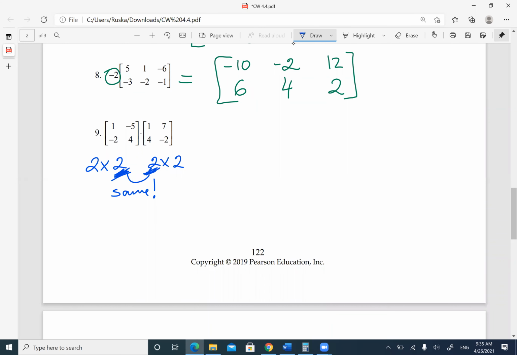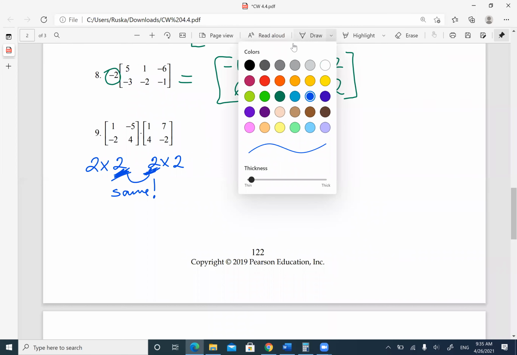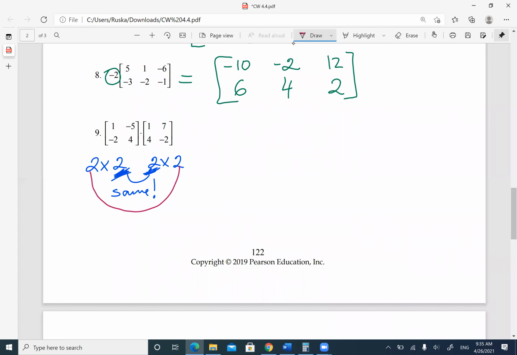So they have to be the same. Now, the answer is going to be what are the outside numbers. So the answer is going to be 2 by 2. That's what the answer is going to be. So when I multiply, I'm going to get 2 by 2. So I'm going to have one number here, one number here, one number here, one number here. 4 numbers, right? That's how 2 by 2 looks.